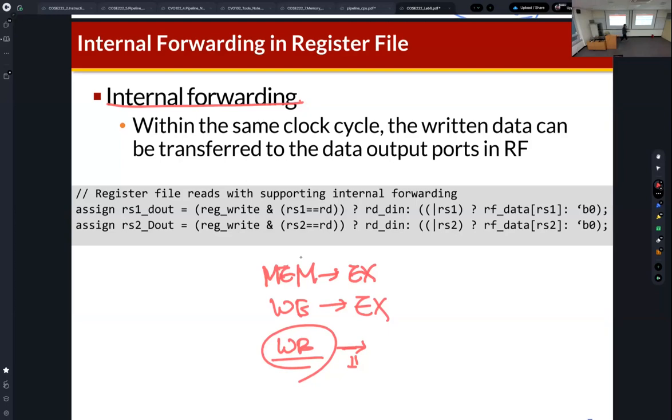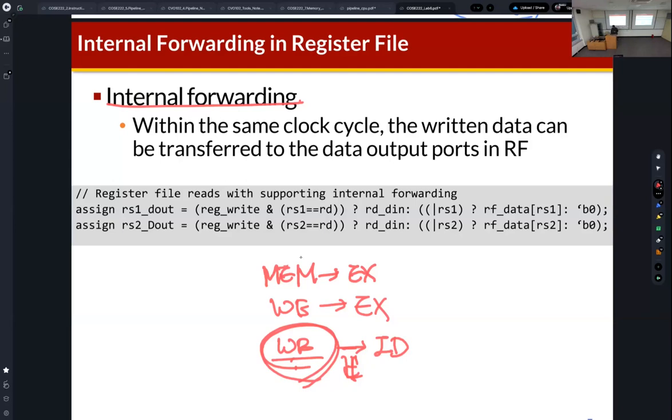So when I explained about the data forwarding path in the pipeline processor, I also mentioned that the write back data can be forwarded inside of the register file. So this is the internal forwarding. Which means that in the single cycle processor, the internal forwarding is not supported. So we don't need to support internal forwarding, so that there is no data hazard in the single cycle processor, right? But in the pipeline processor, the register file needs to support internal forwarding.